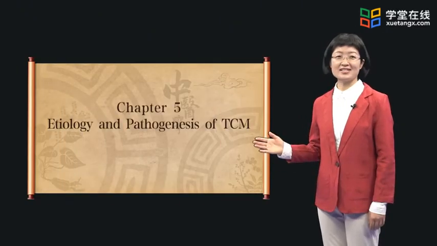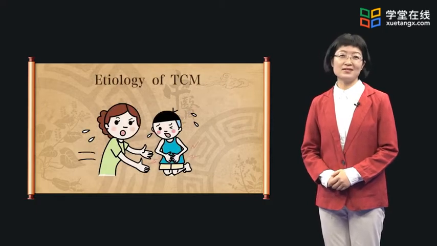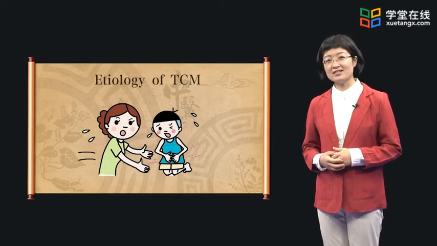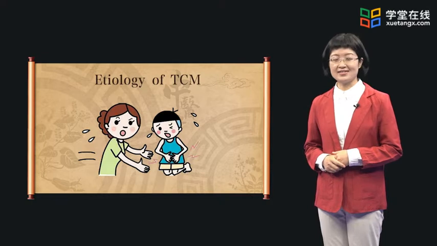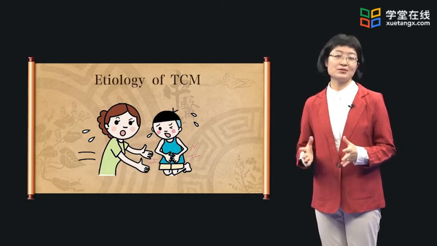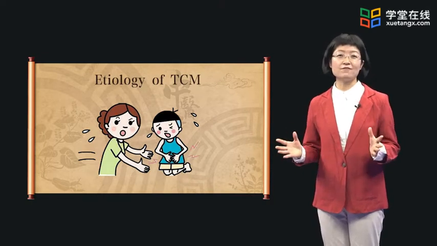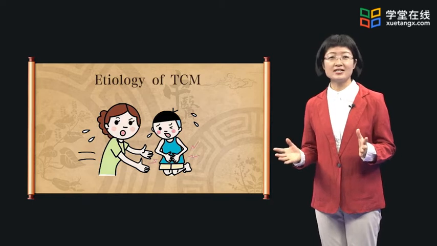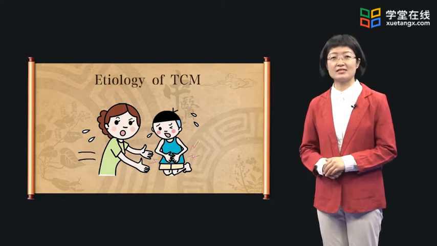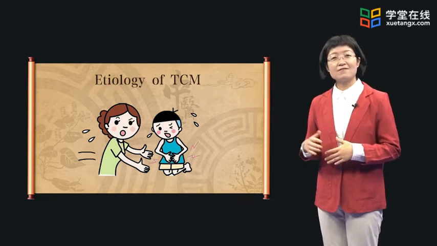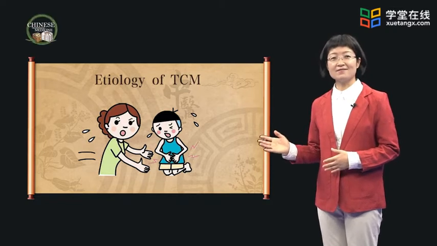Hello everyone, for today's class we will study a new chapter, Chapter 5, Etiology and Pathogenesis of TCM. From the TCM view, etiology mainly refers to the pathogenic factors which could induce disease. Pathogenesis usually refers to the whole process of onset, progression, and prognosis of disease. First, let's get to know the contents of etiology.